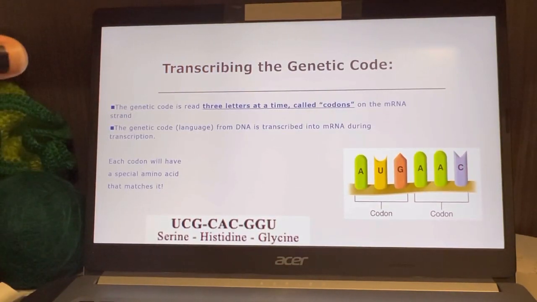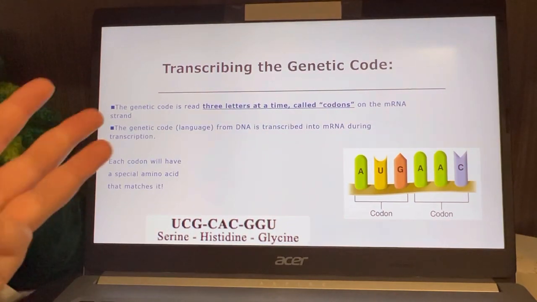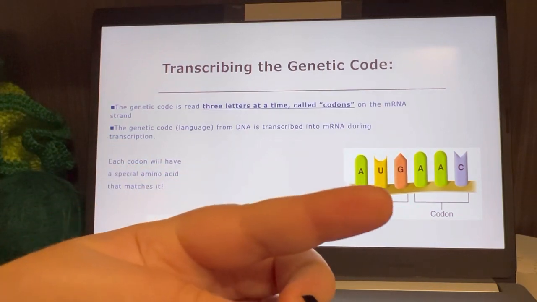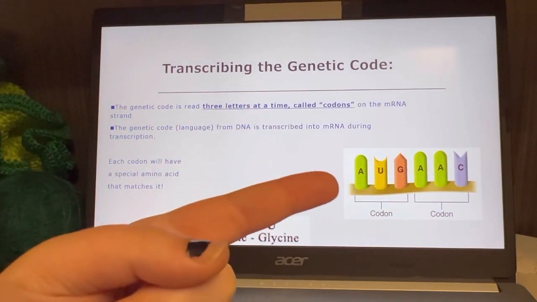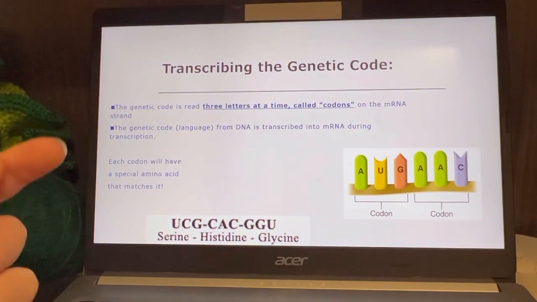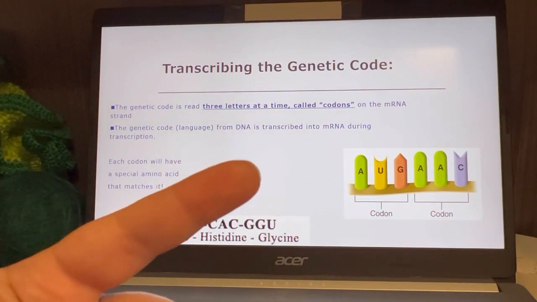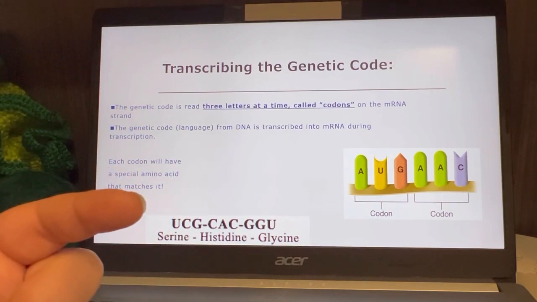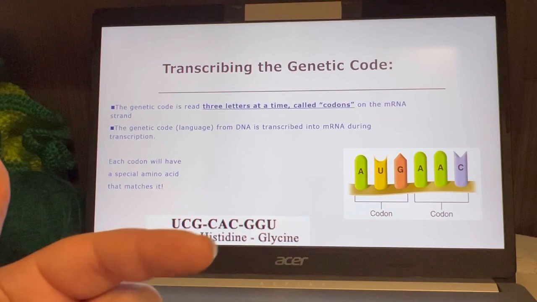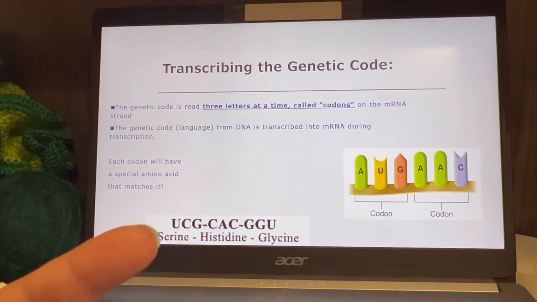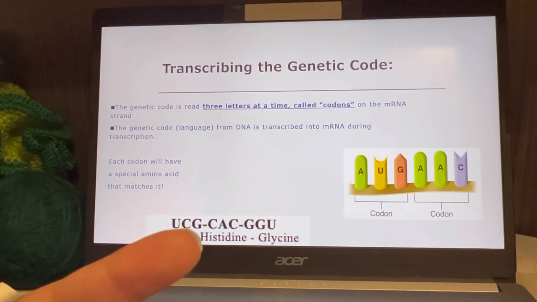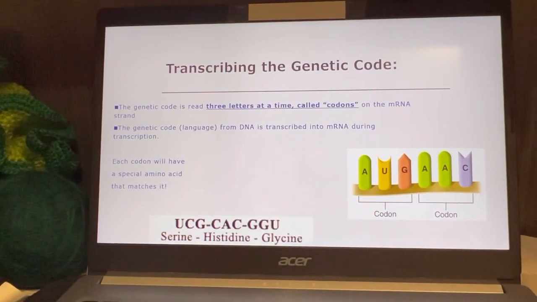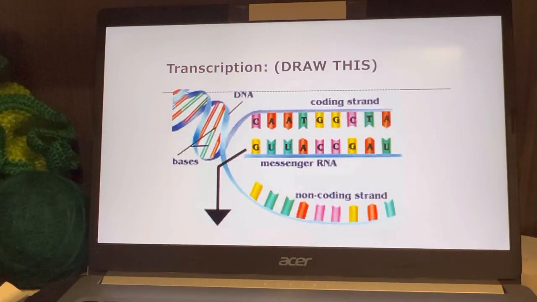Okay, so transcribing the genetic code. Genetic code is read three letters at a time. They are called codons. So three nitrogenous bases together make one codon on the mRNA strand. The genetic code from DNA is transcribed into mRNA during transcription, and each codon has a special amino acid that matches it. So for serine, we have UCG. For histidine, it's CAC. And for glycine, it's GGU. There is a table somewhere in here that shows that.